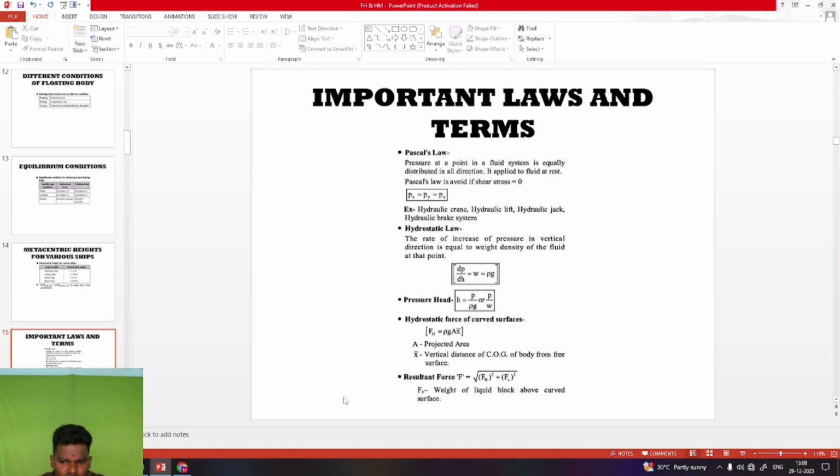Hydrostatic force on a curved surface: Fh is equal to rho g A x bar, where A is the projected area and x bar is the vertical distance of the center of gravity of the body from the free surface. And resultant force F is equal to root of Fh square plus Fv square, where Fh is the hydrostatic force along the horizontal axis and Fv is the force along the vertical axis, and Fv is the weight of the liquid block above the curved surface.